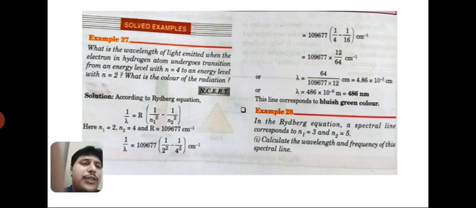In the Rydberg equation, a spectral line corresponds to n1 equal to 3 and n2 equal to 5. Here n1 is 3, n2 is 5. Calculate the wavelength and frequency of this spectral line. So first we have to calculate the wavelength. Student, just before the solution I want to say something. See, in the previous question also we were finding wavelength. Same, n1 and n2 are given, so here also n1 and n2 are given.